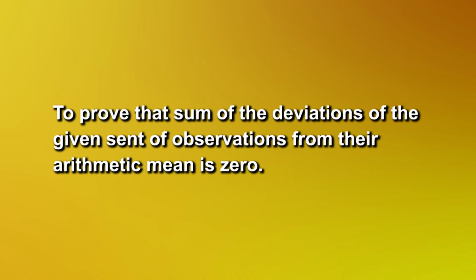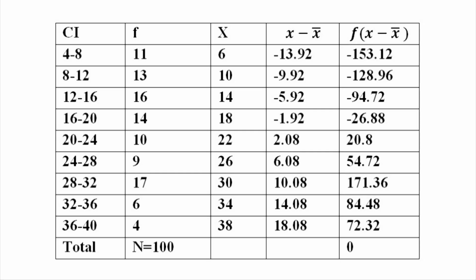In order to prove that the sum of the deviations of the given set of observations from their arithmetic mean is 0, first we shall consider the deviations of the observations from its mean. The values are minus 13.92, minus 9.92, minus 5.92, minus 1.92, 2.08, 6.08, 10.08, 14.08, 18.08, which are entered in column 4.